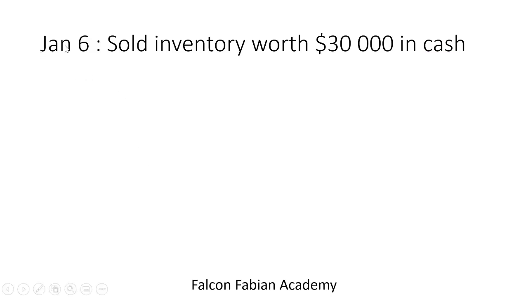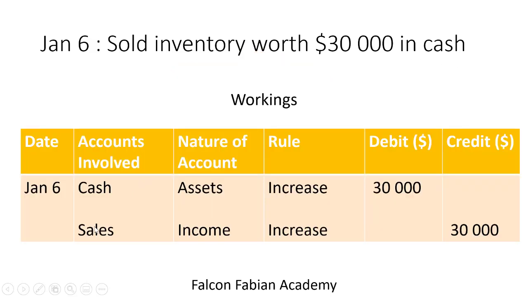So the next transaction is January 6th, sold inventory worth 30,000 in cash. So the business is selling inventory for the purpose of generating revenue. So whenever a business sells inventory, the name of the account that you are going to use is going to be sales. So the first account over here is going to be sales and the second account is cash. Now let's do the workings.